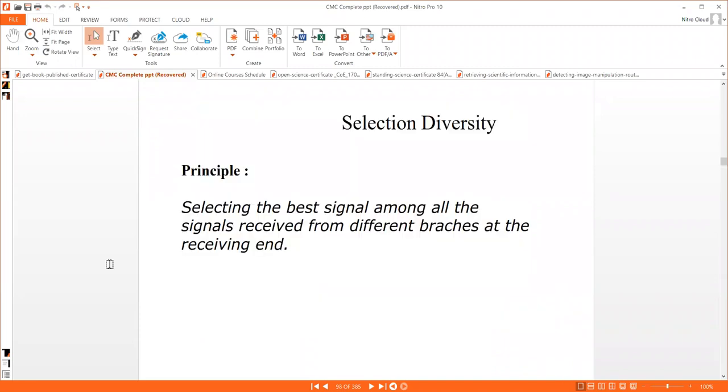Next one in the space diversity is selection diversity. Here, as the name suggests, it selects the best signal among all the signals received from different branches, meaning different paths at the receiving end. When we have two or more receiving antennas at the receiver end, and many signals arriving, and we have an option of selecting the best signal, that type of diversity is called selection diversity.